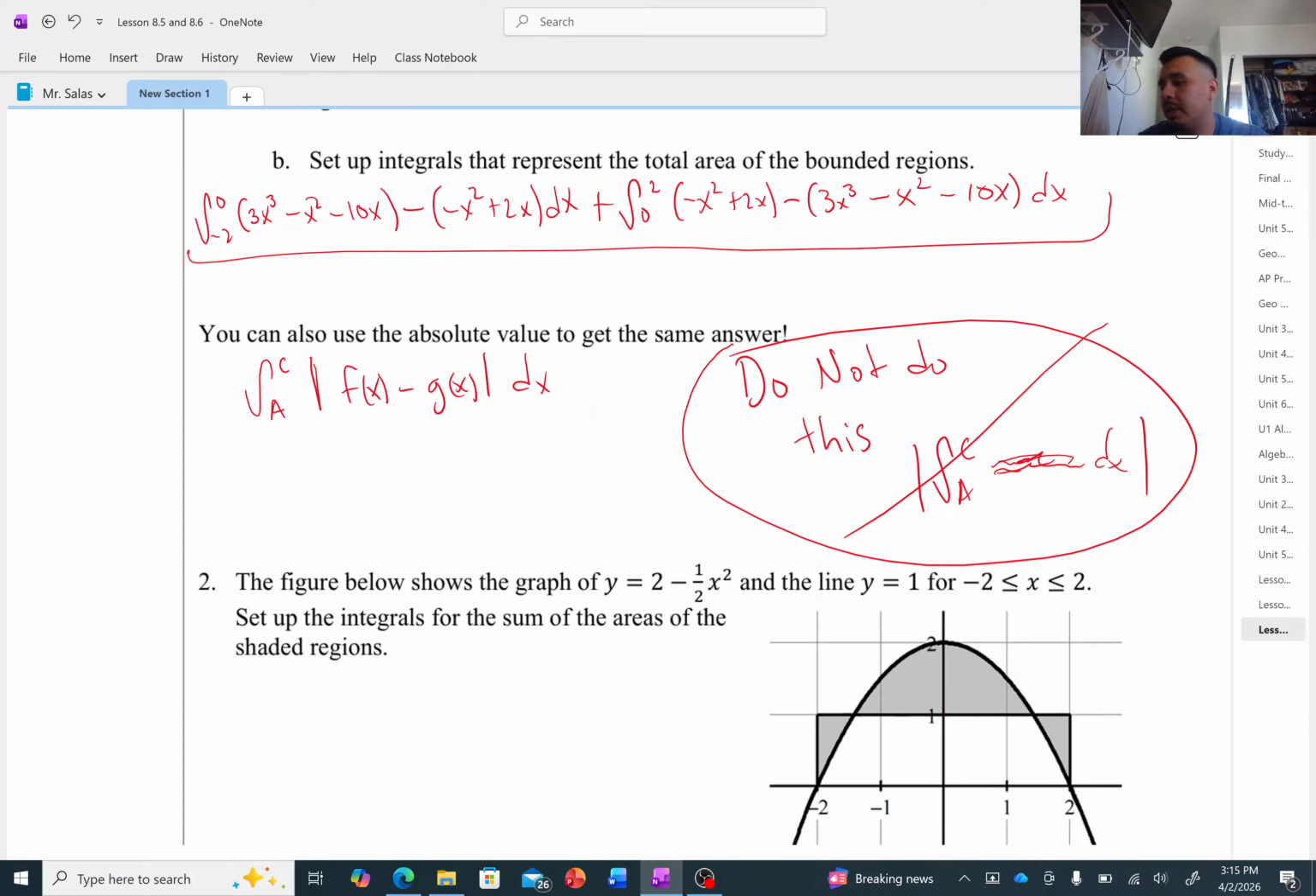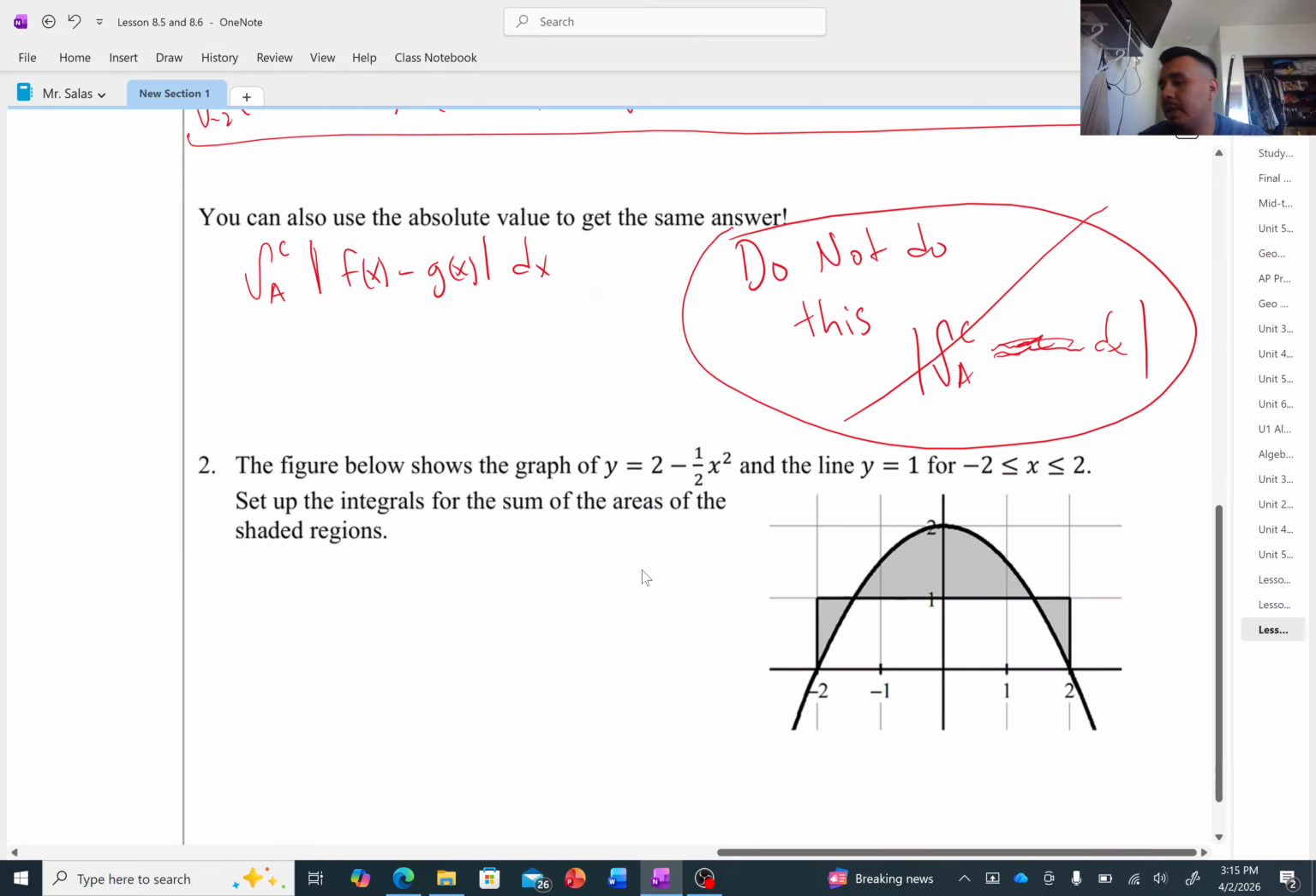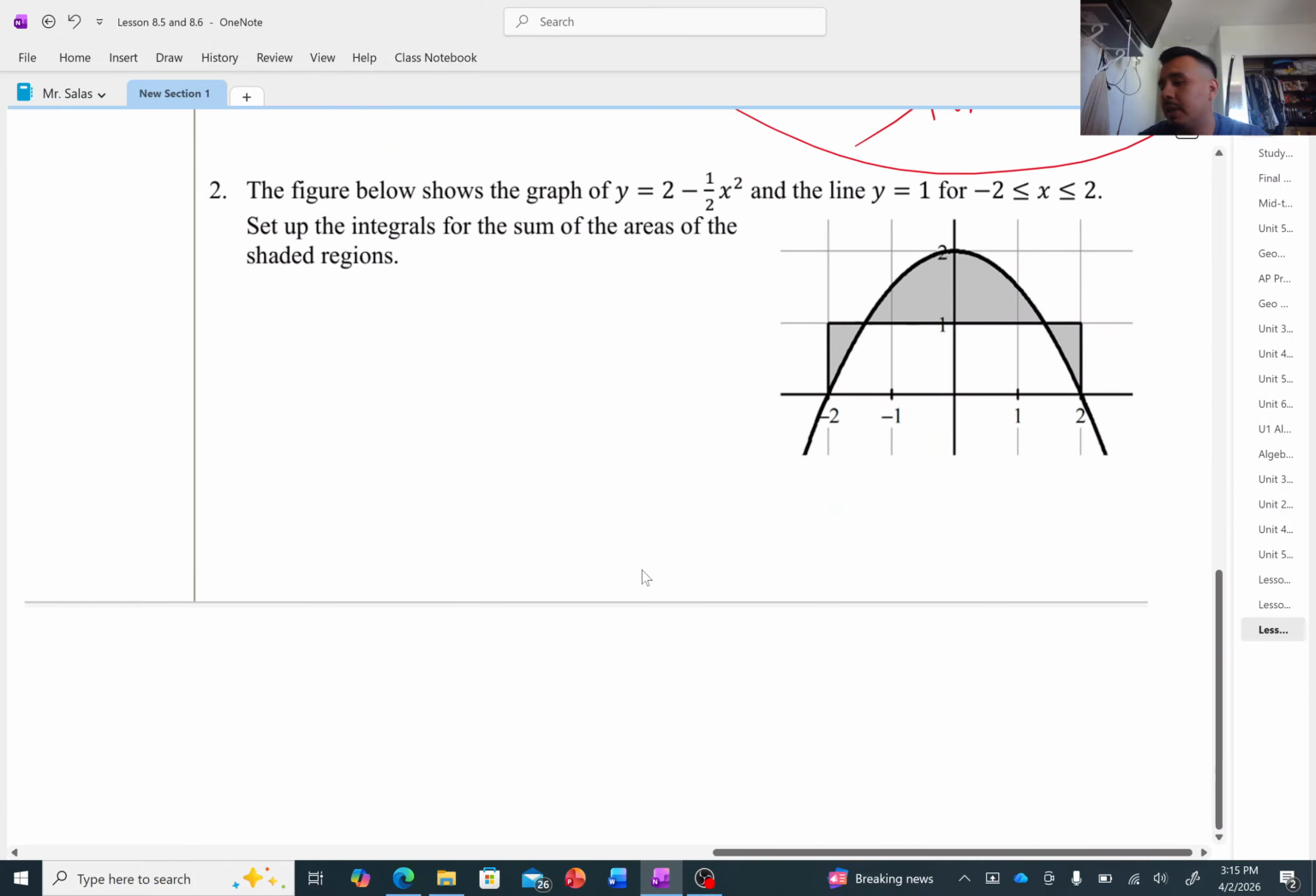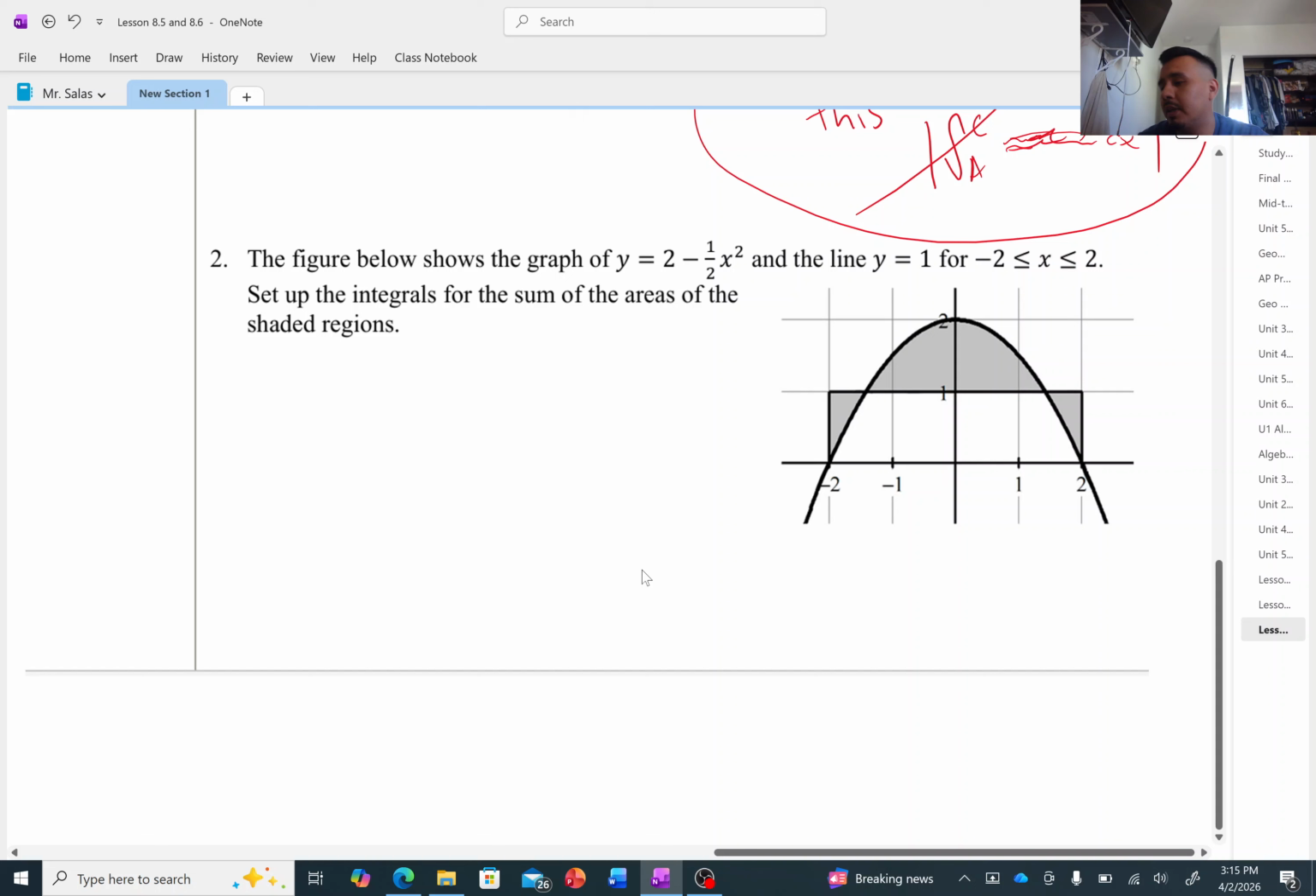Okay? All right, let's look at number 2. We're almost done with our packet. It says the figure below shows the graph of y equals 2 minus 1/2 x squared, and the line y equals 1 for values between -2 and 2. So they give us the bounds. That's good. Set up the integrals for the sum of the areas in the shaded regions.